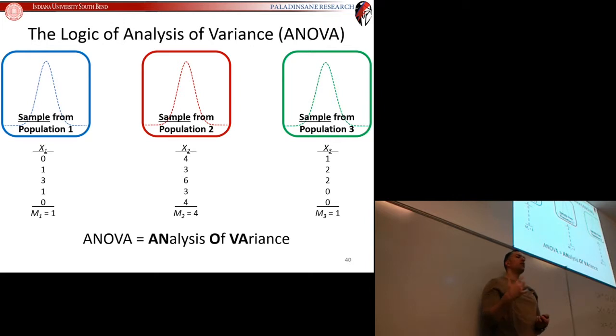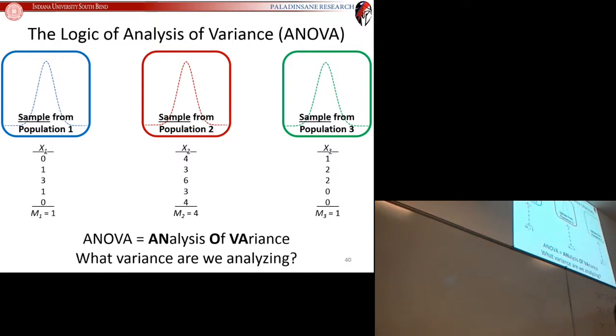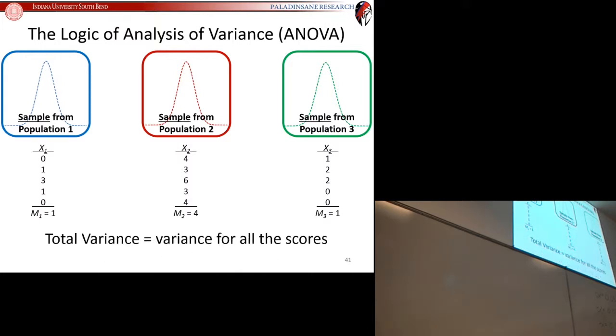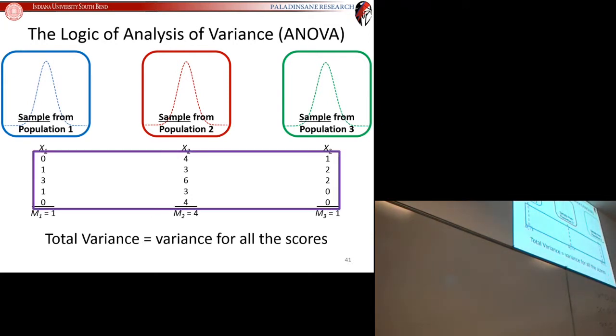And that is what an ANOVA takes advantage of. An ANOVA is an analysis of variance. So it's going to analyze the variability, the variance, in this experiment. So what variance are we actually analyzing? Well, as it turns out, you can break variance into 3 major categories, 3 major components. The first one is the total variance. So the total variance is the variance for all of your scores. It is the variability amongst every single subject in your experiment.